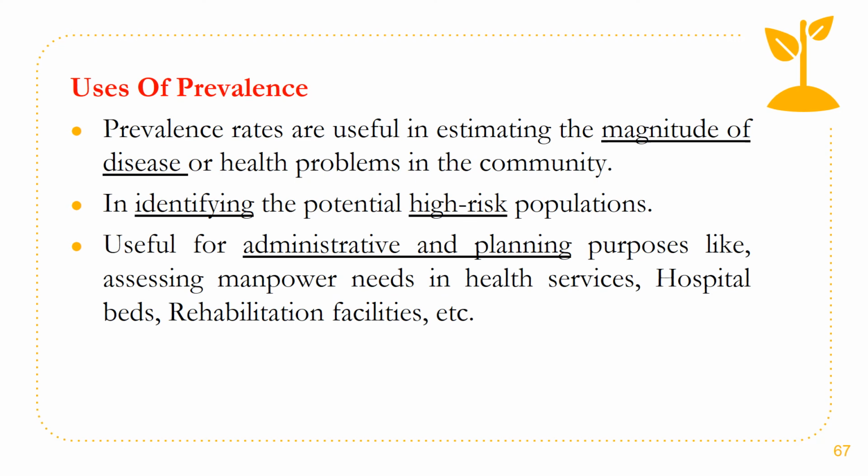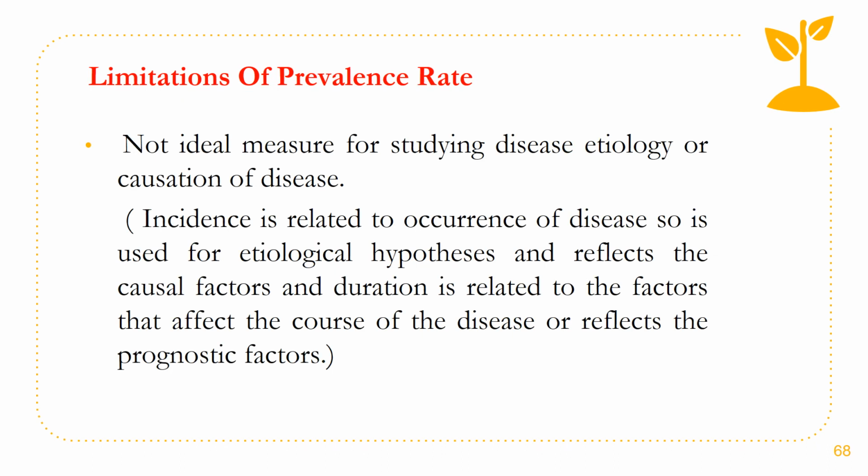So, uses of prevalence. Prevalence rates are useful in estimating the magnitude of disease or health problems in the community, in identifying the potential high-risk population, and useful for administrative and planning purposes, like assessing manpower needs in the health service, hospital beds and rehabilitation facilities, etc. Limitations of prevalence rate: it's not an ideal measure for studying disease etiology. That I've already told you.